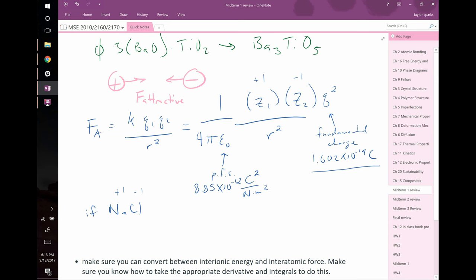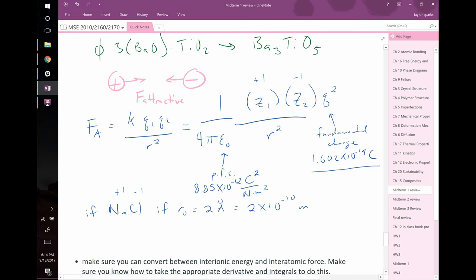What do you get for sodium chloride? What should be your approximate attractive value? Oh, you need to know R. We need to know what R is. I don't know what it is for sodium chloride. Let's just put 2 angstroms. If R naught equals 2 angstroms, which is equal to 2 times 10 to the negative 10 meters, it's probably bigger than that, but it's going to be close.